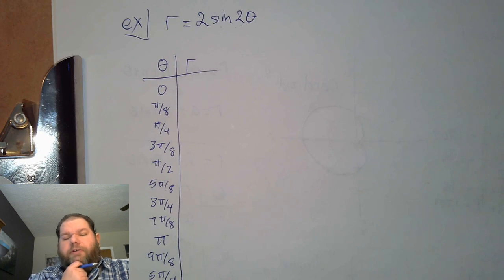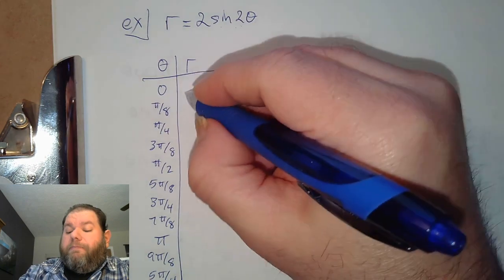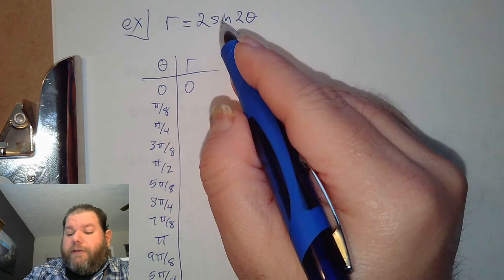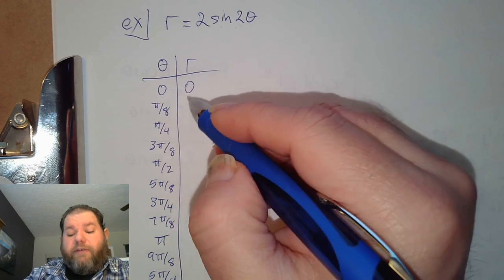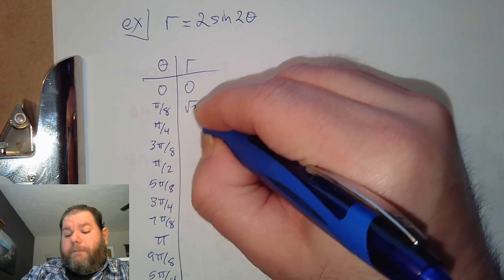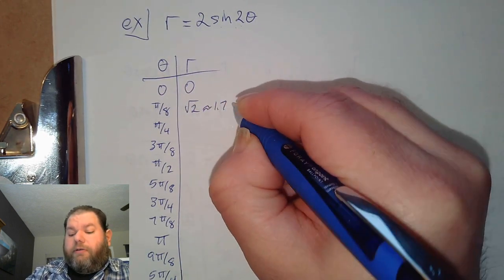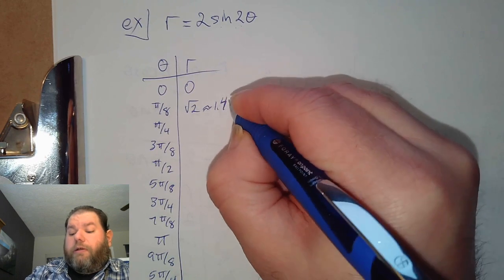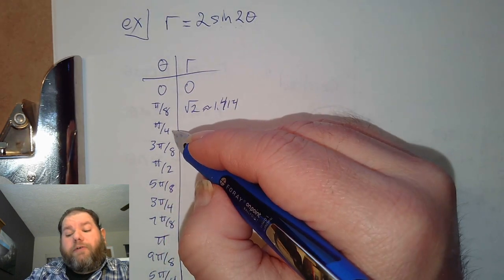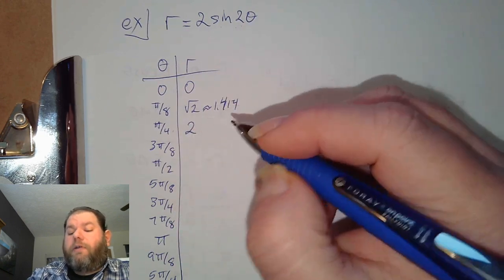Maybe it's enough just to go to pi. We'll find out. Sine of 0 is 0. This is sine of 2 times pi over 8, so it's sine of pi over 4. It's root 2 over 2 times 2 is root 2. Again, it's 1.414. There we go. 2 times pi over 4 is pi over 2. Sine of pi over 2 is 1. Times 2 is 2. Okay.